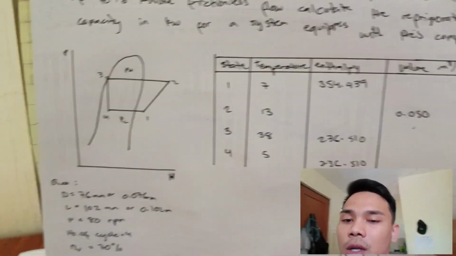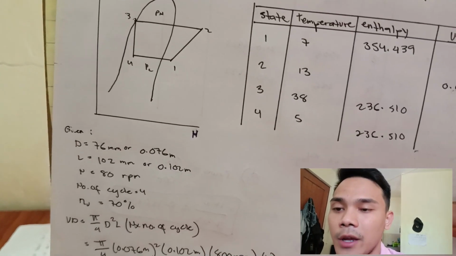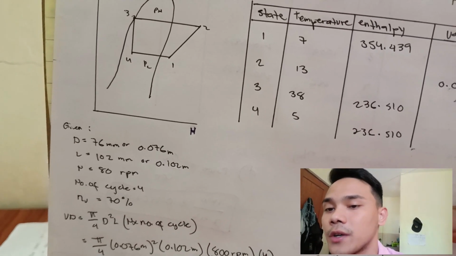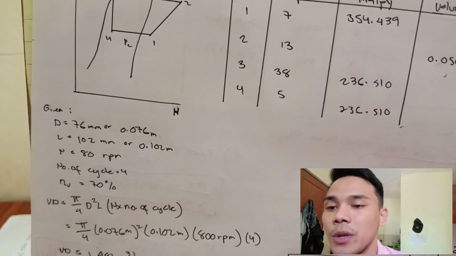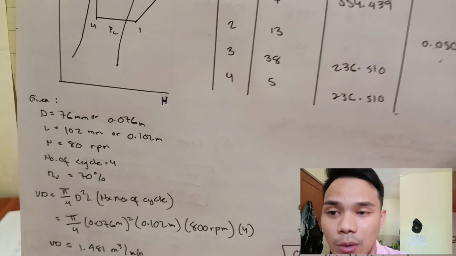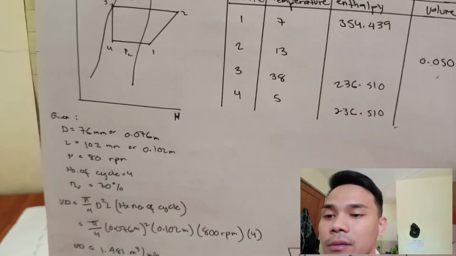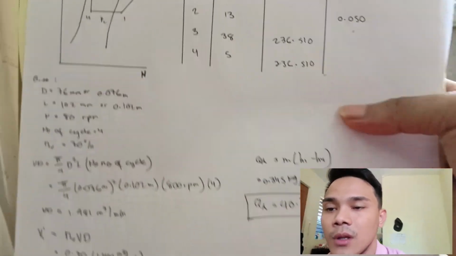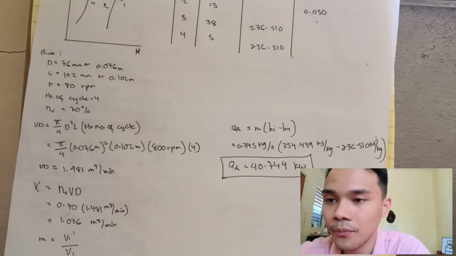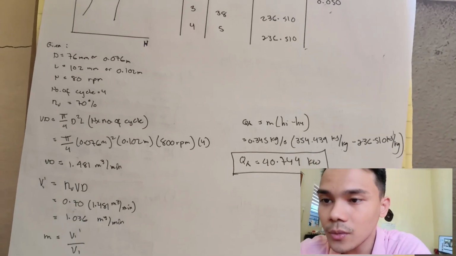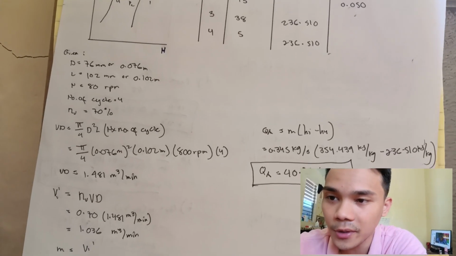So next, we will write down the given. The diameter is 76 mm, or converted into meters, 0.076 meter. Then our length is 102 mm, or converted into meters, 0.102 meter. Then our N is equal to 800 RPM, revolutions per minute. Then next is the volumetric efficiency, 70%.